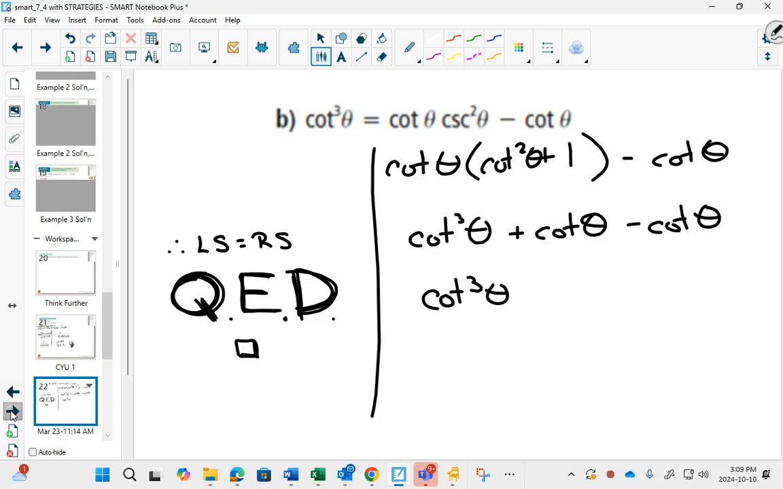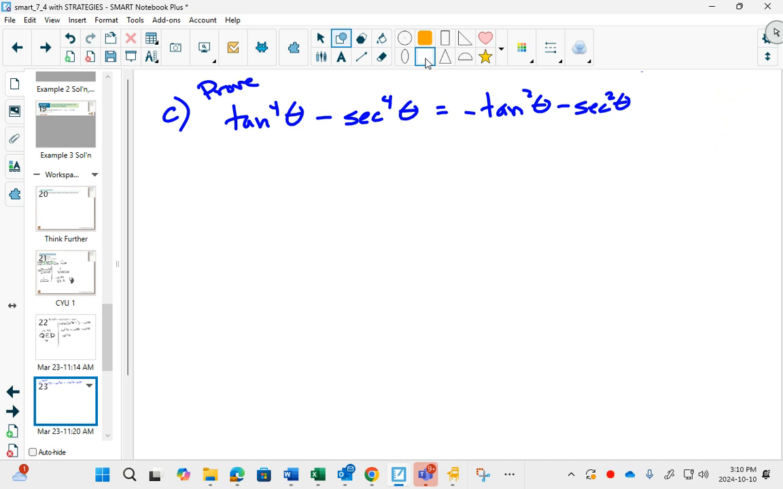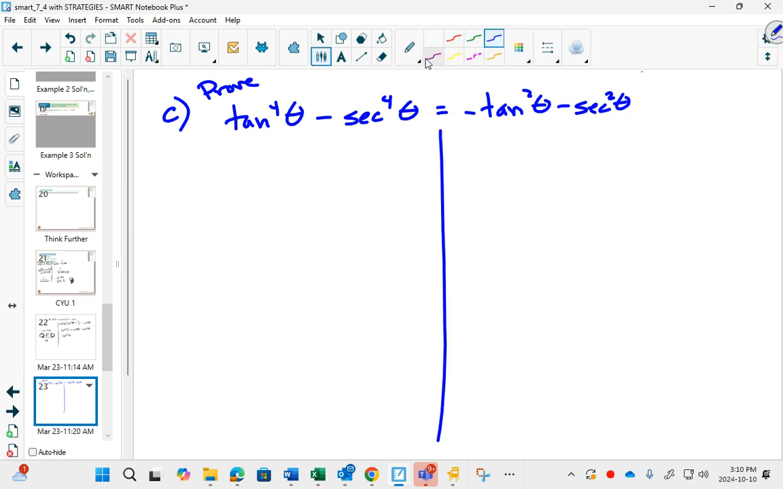Not too bad. I'm going to add one more in here. So there's another strategy that I want you to see. Prove, oh my goodness, tan to the 4 minus secant to the 4 equals negative tan squared minus secant squared. Once again, you could change everything to sine and cosine. Highly not recommended in this situation.